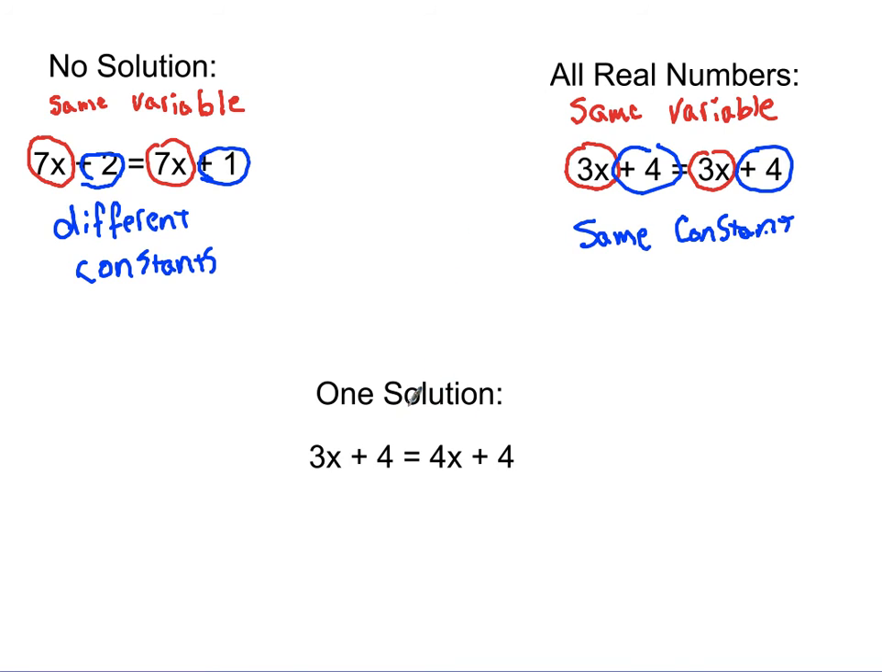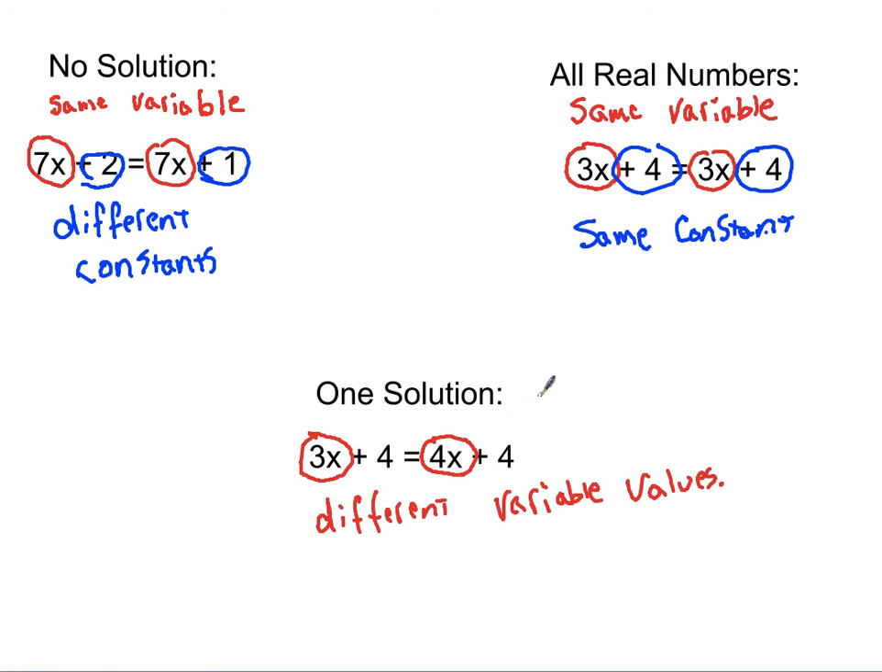And so you need to recognize that just by looking at the variable terms. I don't care what the other stuff going on in the equation is. If you have different variables on each side, different variable amounts, then you will always have a one solution equation. So this is different variable values. And with different variable values on each side, there will always be one solution.